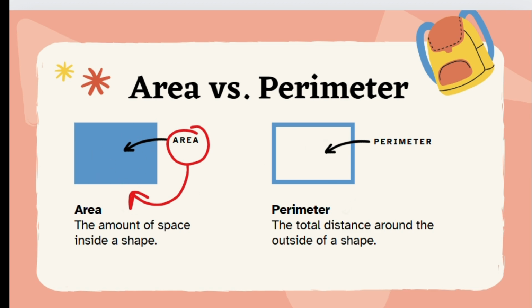And what is a perimeter? Perimeter is the total distance around the outside of the shape. So basically it is a boundary. The total distance of the boundary around the outside of the shape, that is called a perimeter. And what is the area? That is inside a shape. And what is a perimeter? The total boundary length, that is called a perimeter.